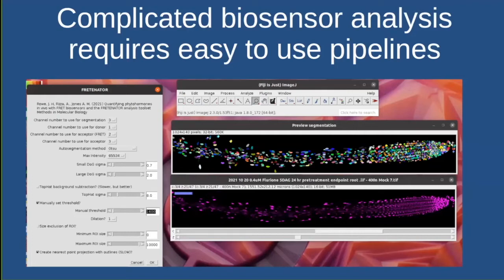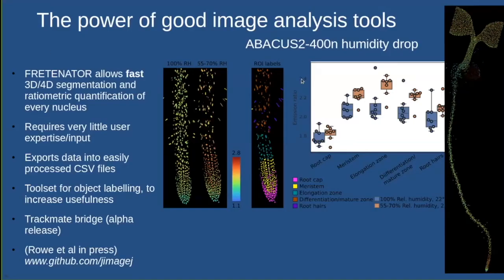So this is a tool that I recently developed called Fretimator, which you can download for free if you've got punctate nuclear markers, for example, to analyze them. And once you've got these sorts of fast 3D or 4D segmentation methods, it will speed up your analysis pipelines immeasurably. And so what you're looking for is things that produce good segmentations quickly, export your data in an easy to use format, and then maybe allow you to quantify different regions, different cell types.